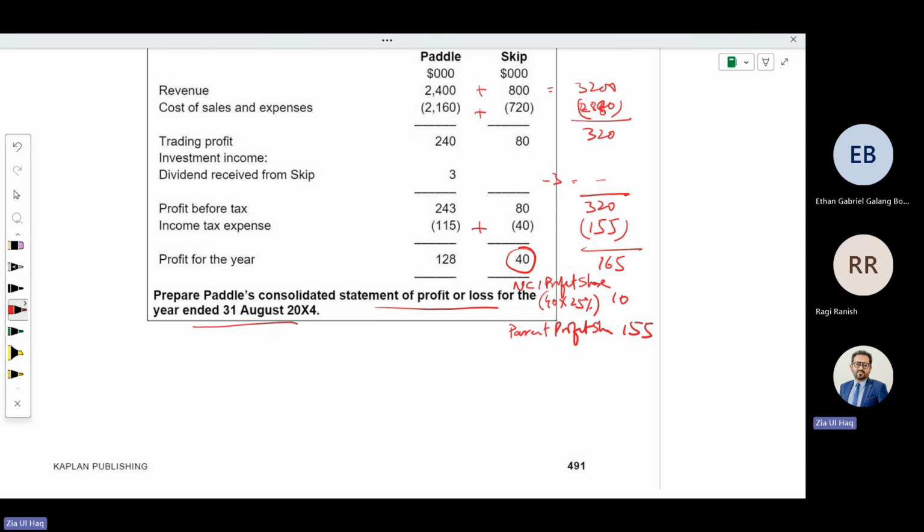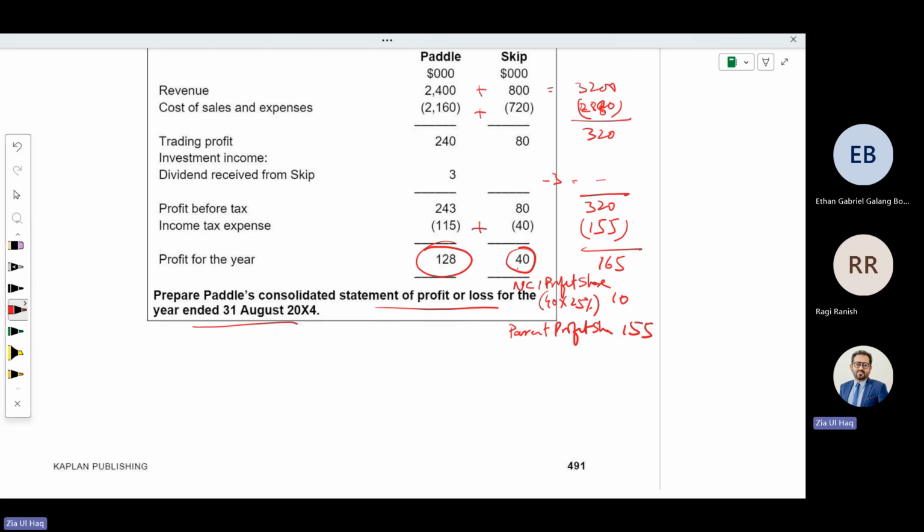Out of this 165, how much is non-controlling interest? From this part, there is nothing for non-controlling interest because this relates to the parent company. They will take from where? Here. How much? 10. So what is the profit for the parent company from this consolidation? 155, including their own as well as part of the subsidiary profit.